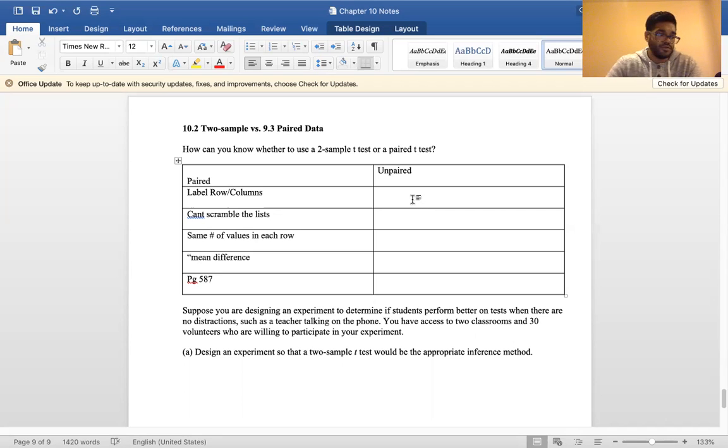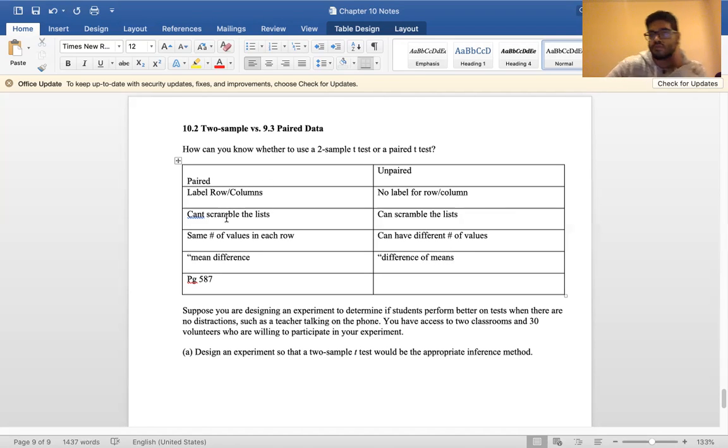For unpaired, we don't care about labels, so no label for row and column. We can scramble this because nothing's matched together. So if you scramble, it doesn't really make a difference. You can have a different number of values, so you can have one column that has slightly more than the other. Here we're looking at the difference of means.